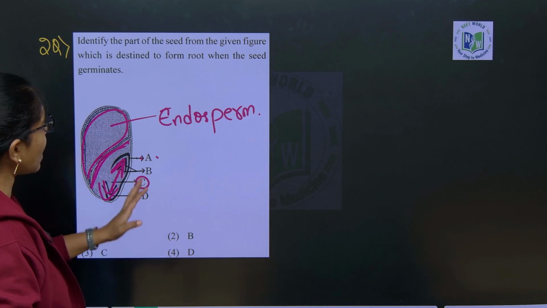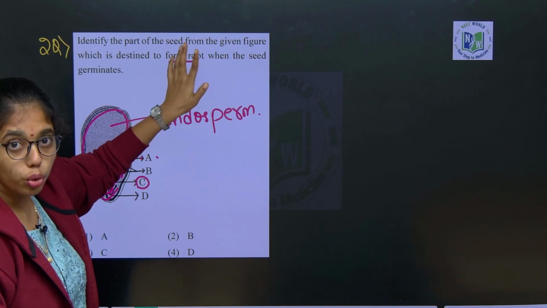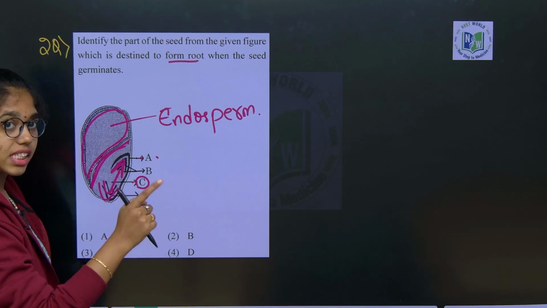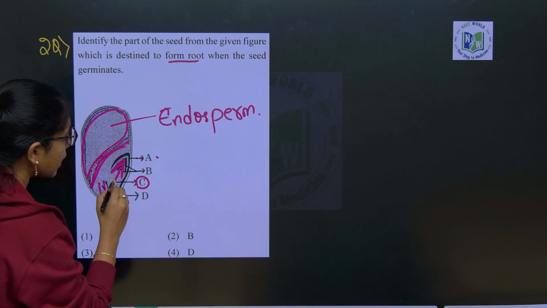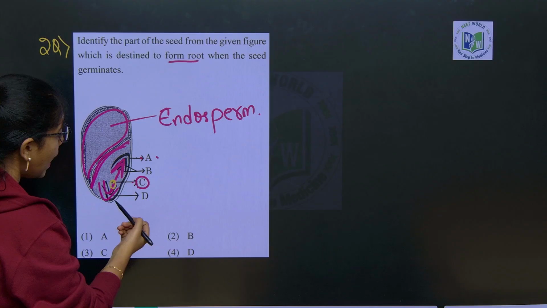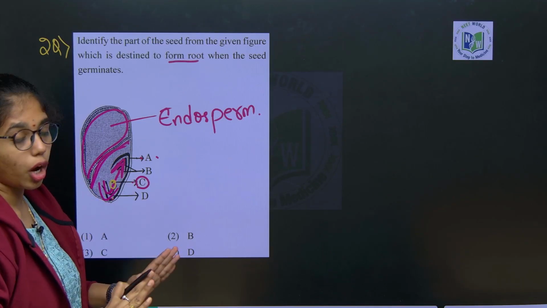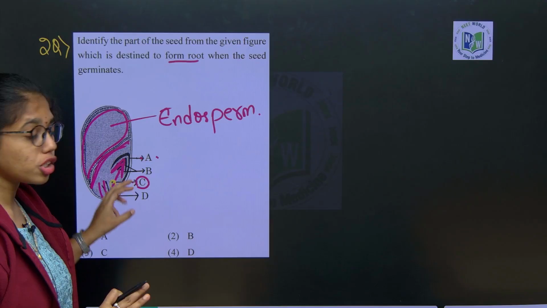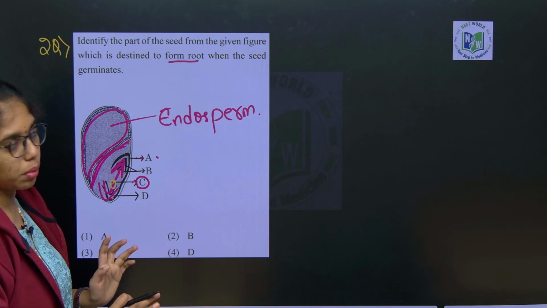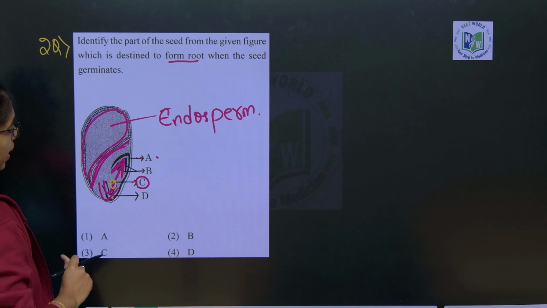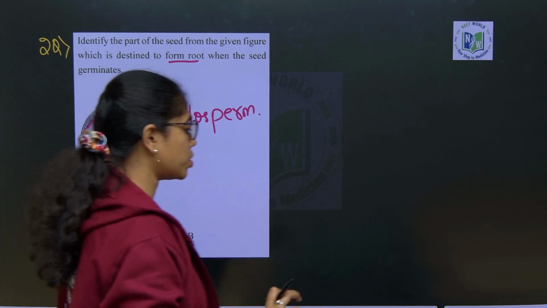So here he is asking which is destined to form root. Radicle is destined to form root, we all know that. Here C exactly locates radicle and D locates coleorhiza. Don't get confused at all. Look into the proper locations of each and every region in the diagram, then you can easily tackle the question. So here what is the correct answer? Option C is the correct answer, that is option 3.